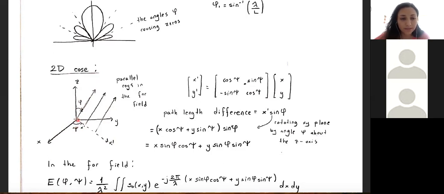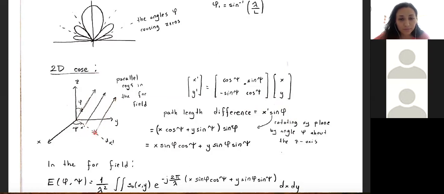So let's understand that. If we look at the phase difference or the path length difference due to different points on x prime, that's actually what we discussed as the 1D case. The path length difference from a spatial position x prime will be, as we discussed before, x prime times sine of this angle, sine phi. That's going to be the path length difference for a ray propagating from this x prime position.